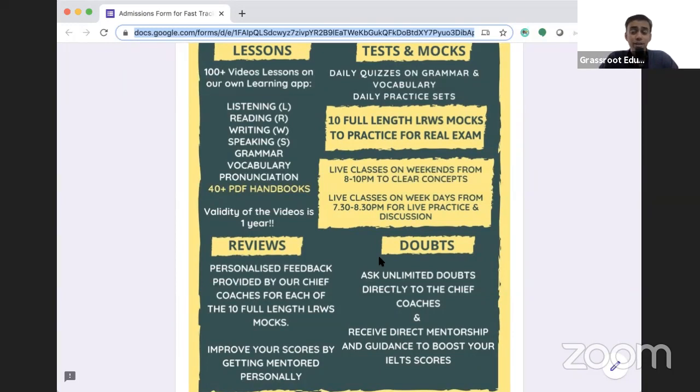If you want to know more about it, the admissions form is given. You can fill it up, then our counselor will call you and have a discussion. You can ask the finer points: are these sessions recorded or not? Can I check them on my laptop, etc.? That can also be done.